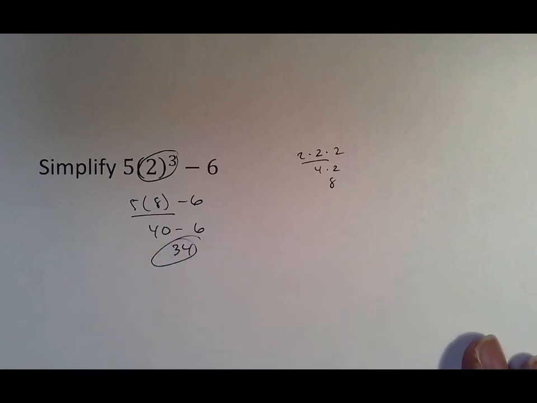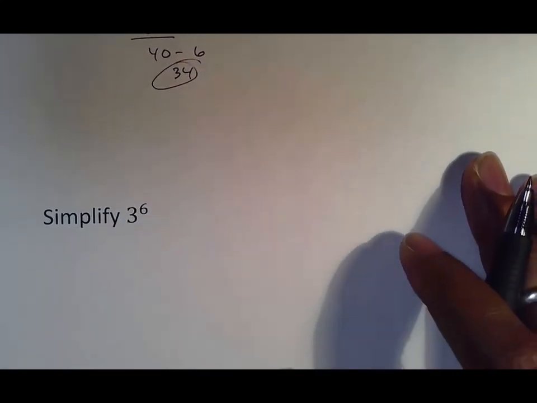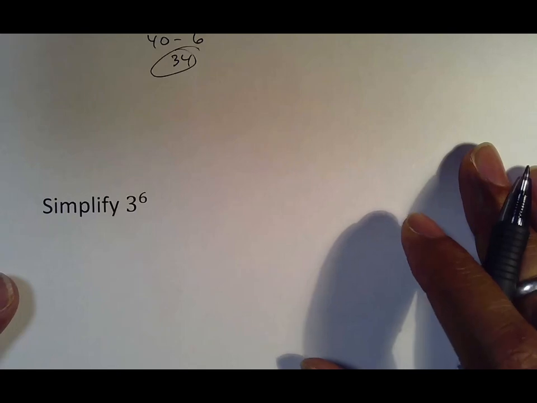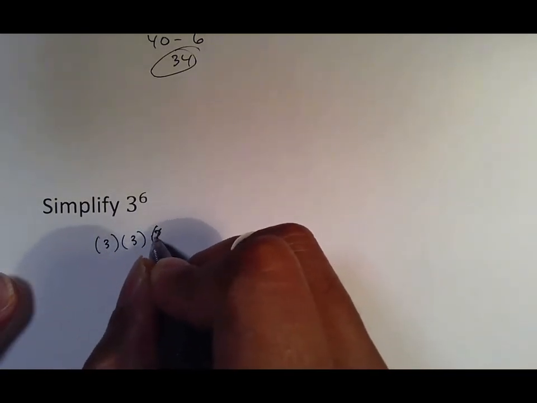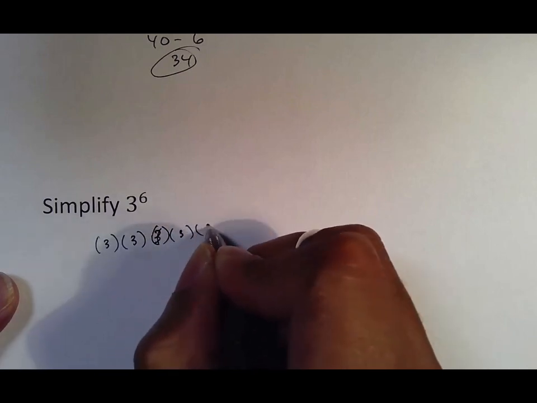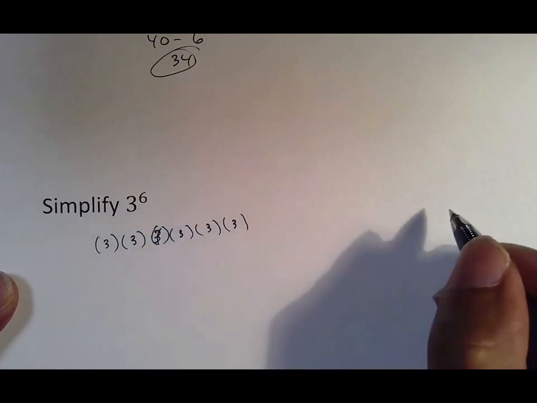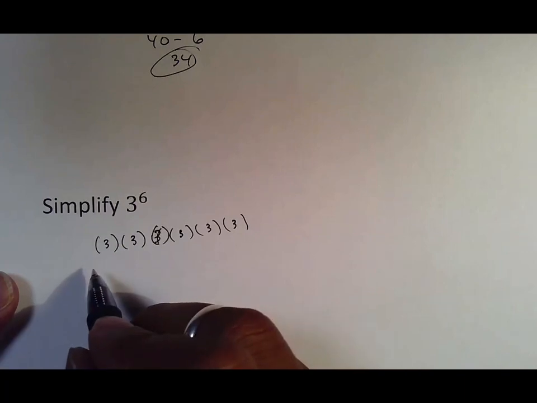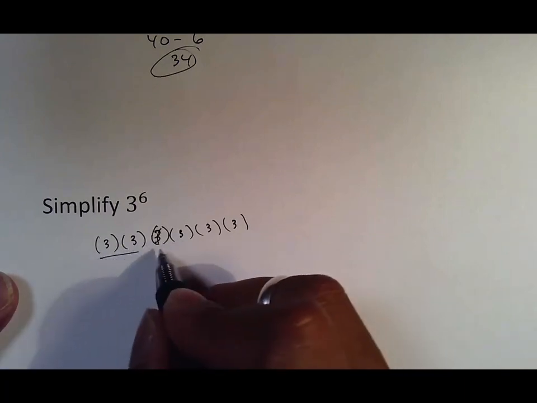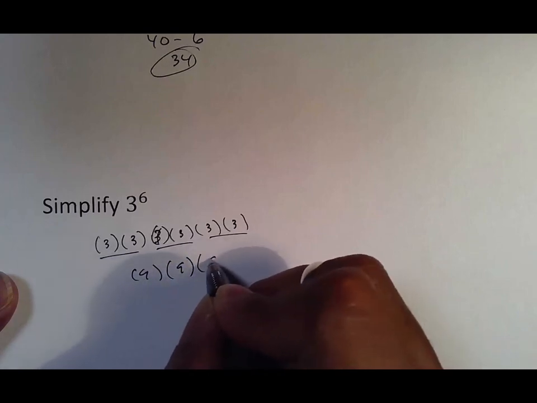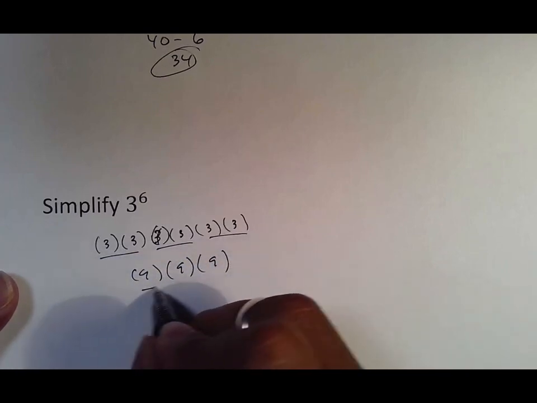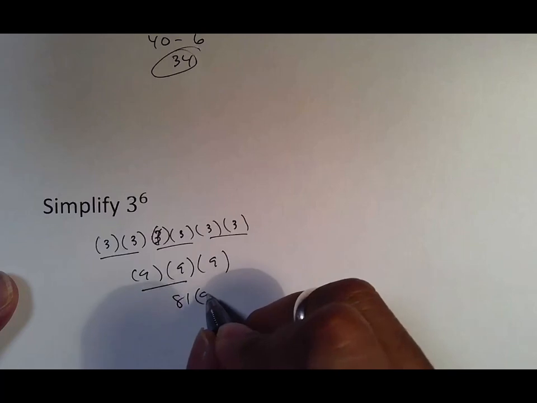That's your answer. 3 to the 6th, well, that would be 6 threes: 1, 2, 3, 4, 5, 6. Grouping wise, I don't need to do just one. I can say there's 2 threes that make 9. I know that, so that'd be 9, 9, and 9. 9 times 9 is 81.